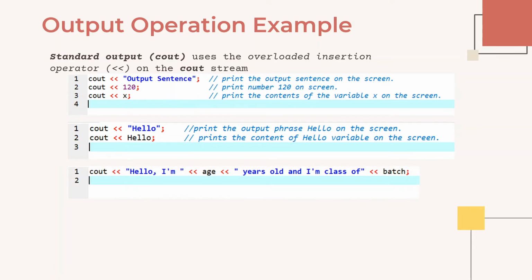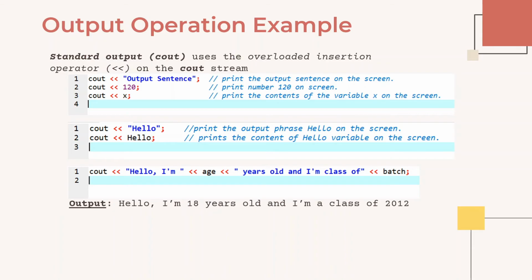And then the insertion operator can also be used more than once in the same sentence, as in this example. The benefit of repeating the insertion operator is to display a combination of one or more variables and constants. The age variable is filled with a number, for example 18, and the year variable is filled with 2012. So we will get the output: Hello, I'm 18 years old and I'm a class of 2012.